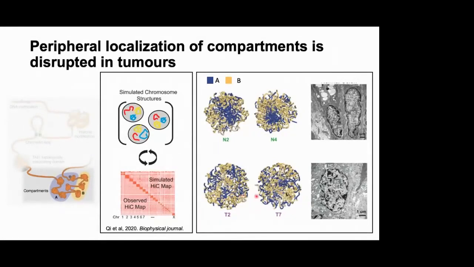in these two samples. This is something that we could validate experimentally, and I'm showing you two microscopy images in which indeed heterochromatin is typically at the nuclear periphery, while in the tumors we start seeing these perturbations of heterochromatin that get internalized in the nucleus.